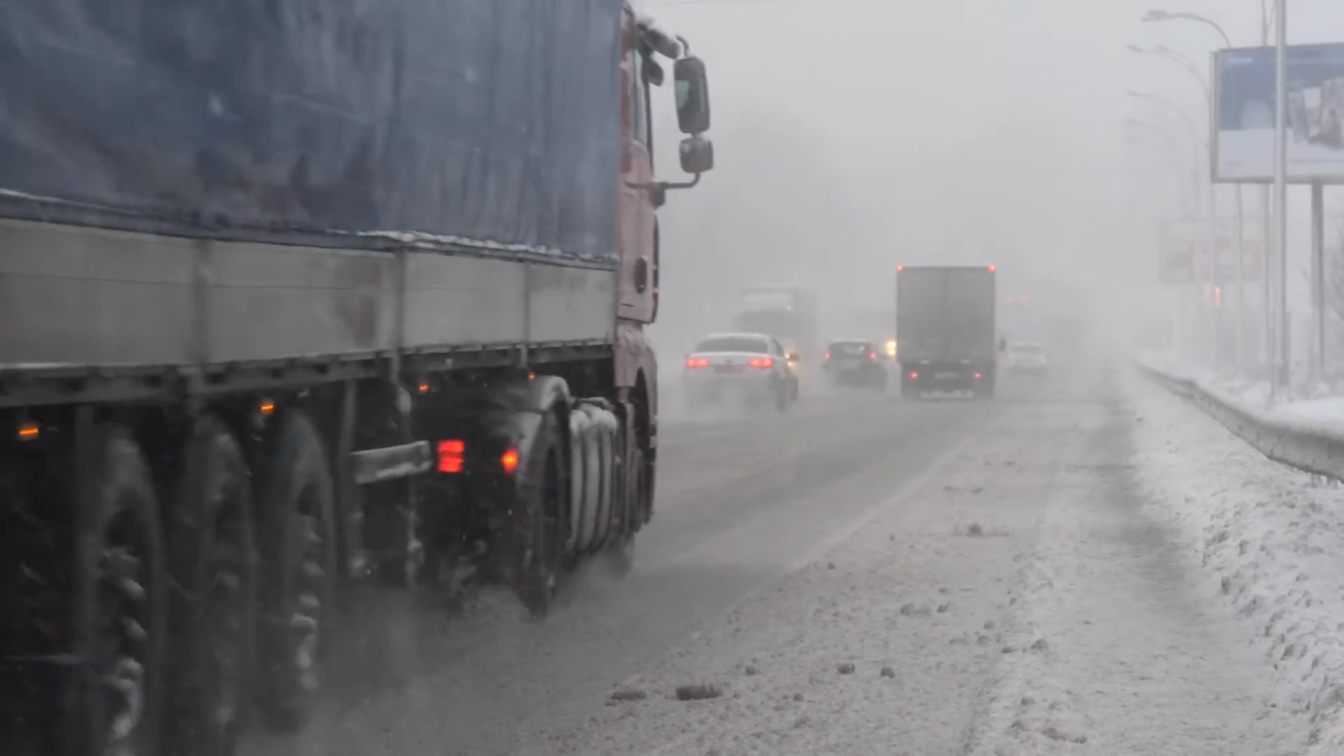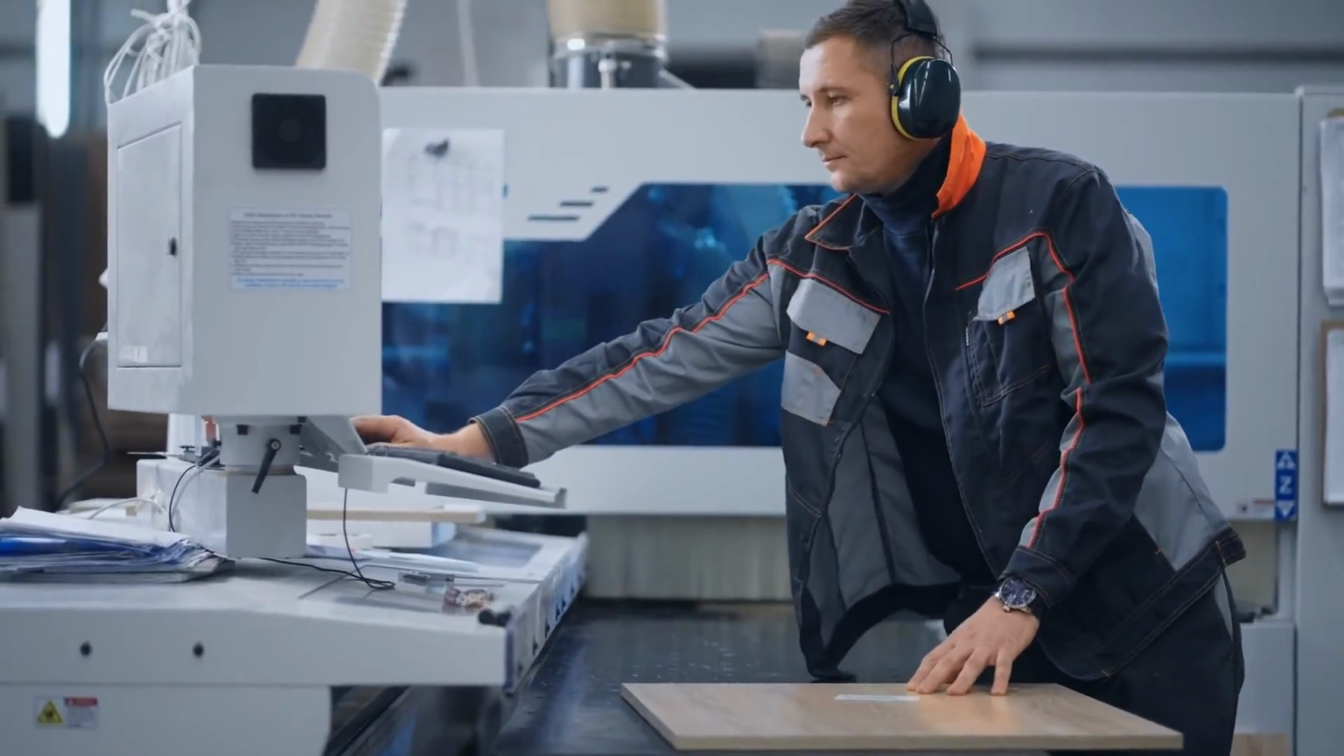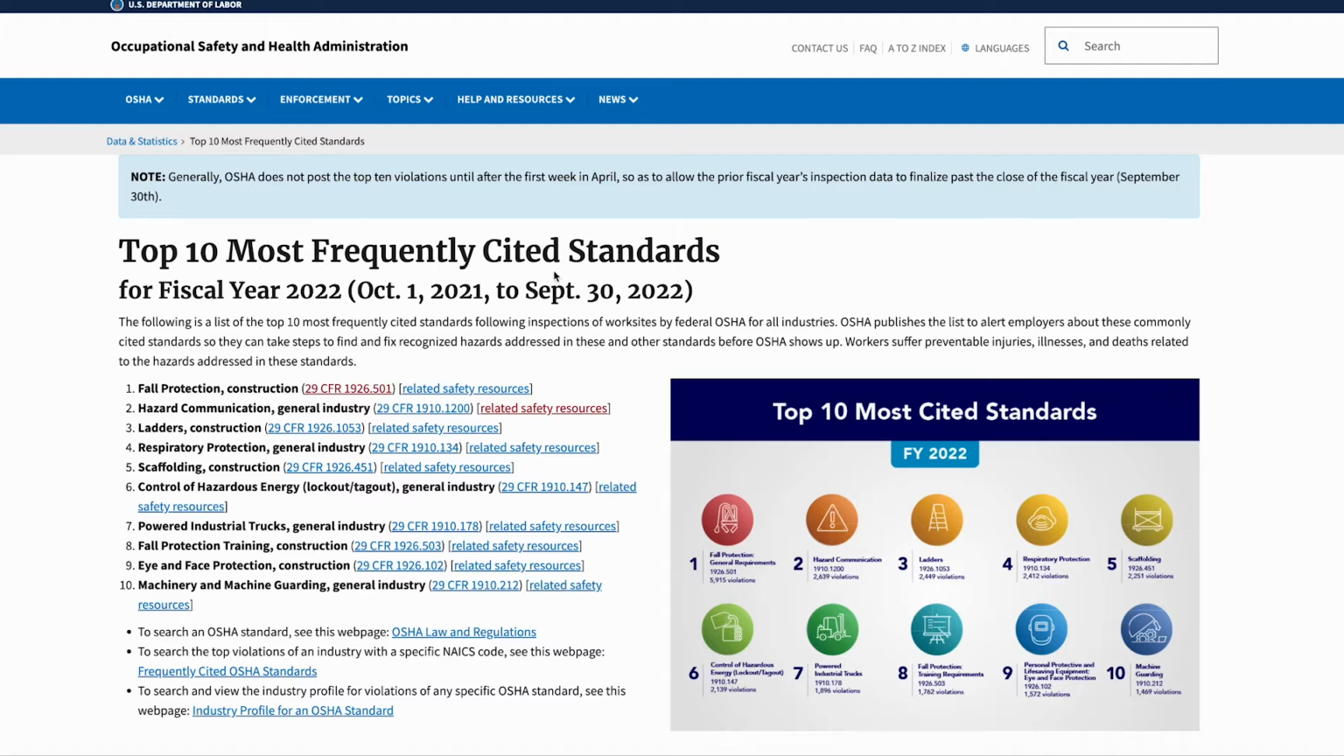Other hazards include workplace violence, bad weather, and exposure to loud noises or radiation. OSHA keeps a record of the top 10 hazards cited during inspections across all industries each year. In a recent study, some of the citations included respiratory protection, eye and face protection, as well as several related to fall protection in the construction industry.